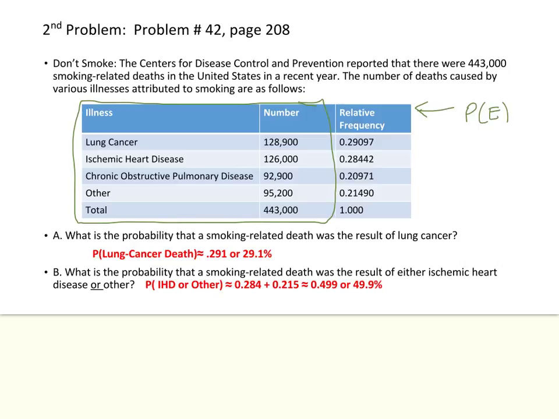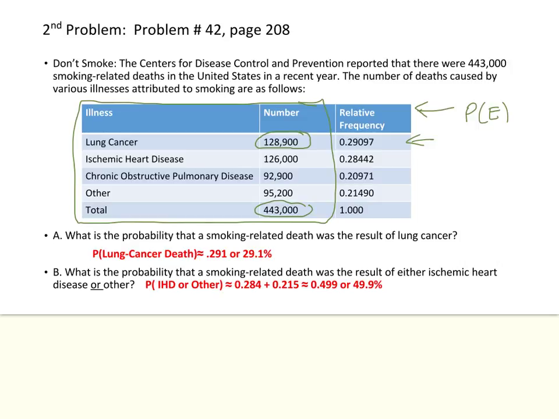We took the number of lung cancer, for example, 128,900, and we divided it by the total. And when we did that, we ended up with 0.29097. And so one of our questions is, well, the problem starts out, don't smoke.